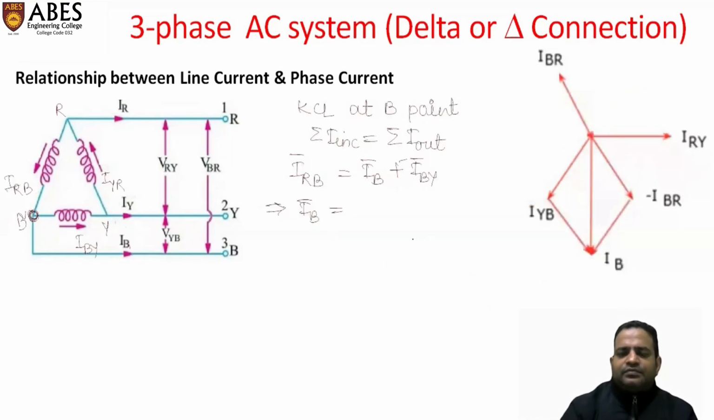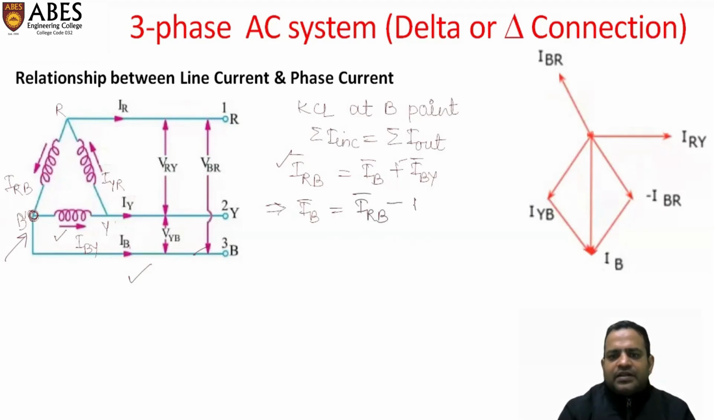Similarly, if we take KCL at this point, the incoming current is IRB, and the outgoing currents are IBY and IB. So what is the value of IB? IRB minus IBY. Again, negate the vector: IYB minus IBR.